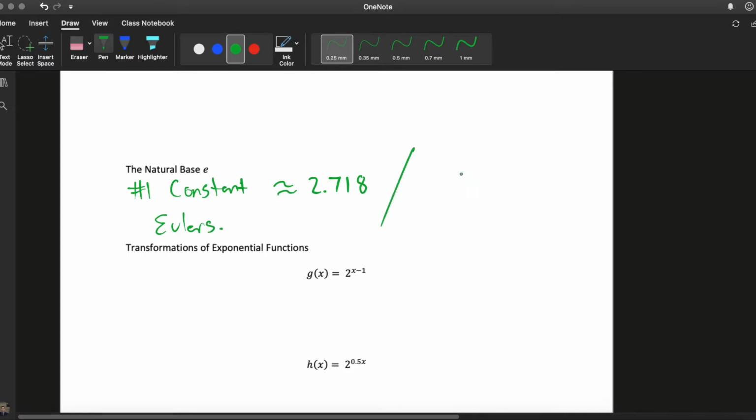It's similar to pi in the sense that pi is a symbol that is also a constant, but that represents a value of around 3.14. And just like pi, this is irrational. It keeps going, right? So it doesn't end there.